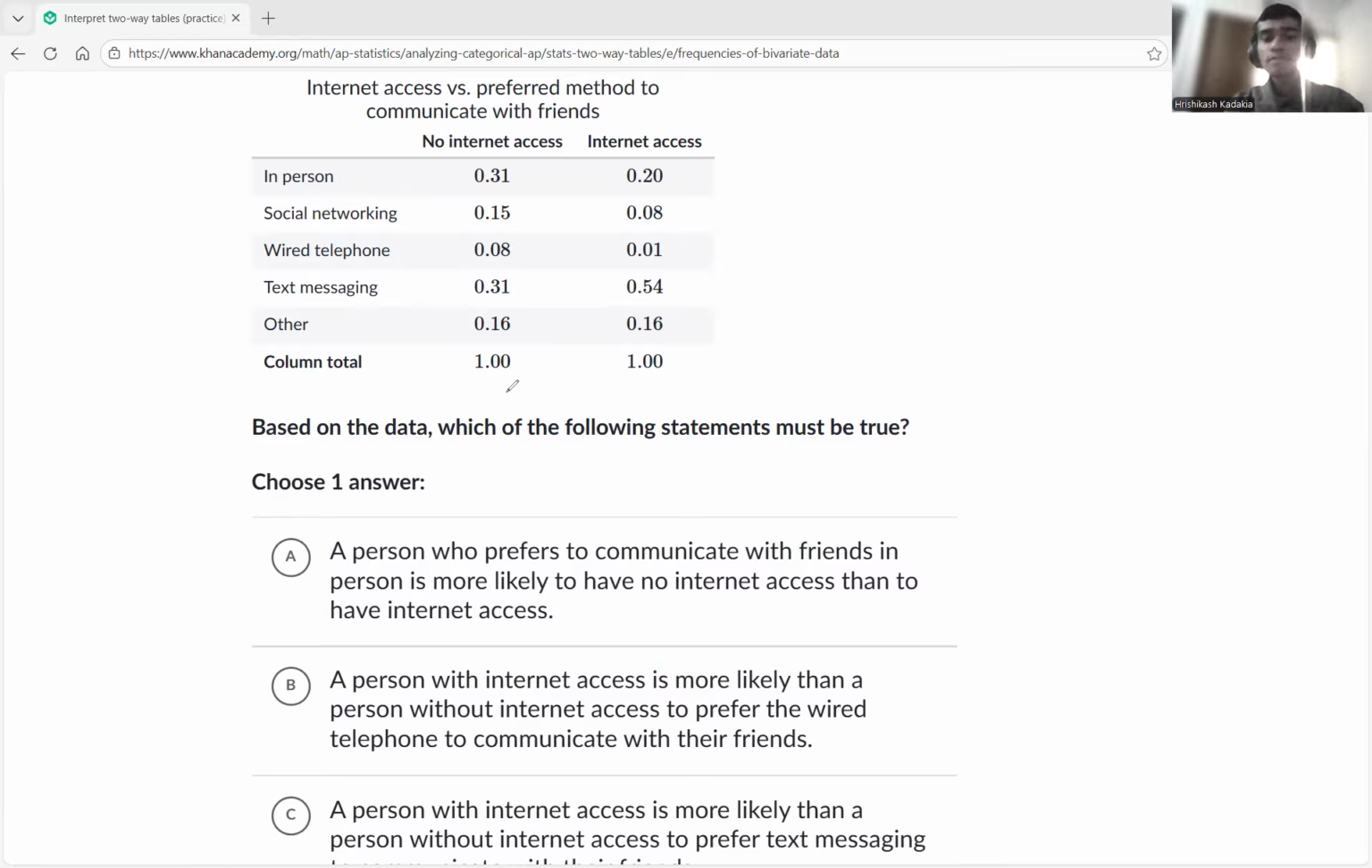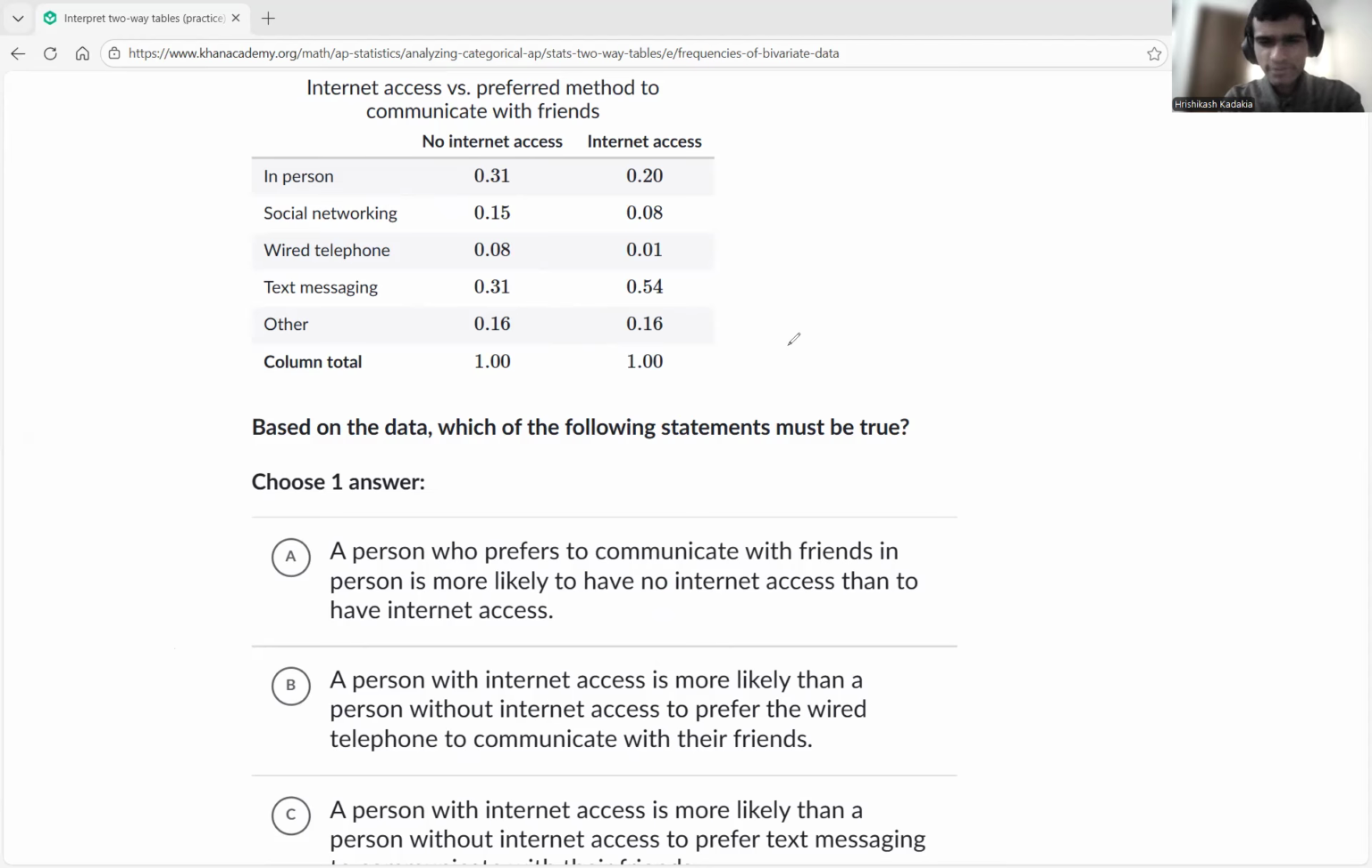Now here we see a person with internet access is more likely than a person without internet access. This one we can conclude, because internet access is at the start of the sentence. So we have to make our statement based on whether they have internet access or not, not based on in person or social networking or whatever their preference. So a person with internet access is more likely than a person without internet access to prefer the wire telephone to communicate with their friends.